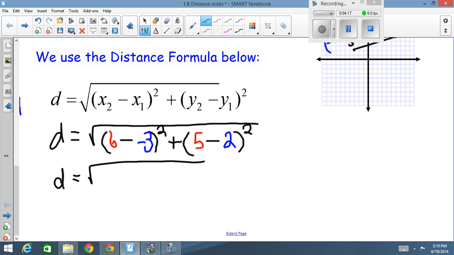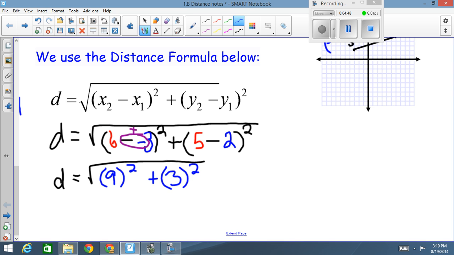Anytime you have minus a negative next to each other, together those make a plus. So really this is 6 plus 3 squared. Okay, so 6 plus 3 is 9 squared. Bring down the plus. 5 minus 2 is 3 squared.